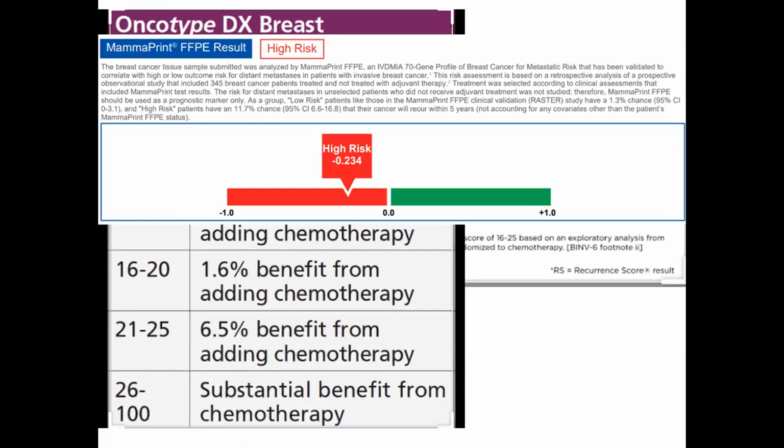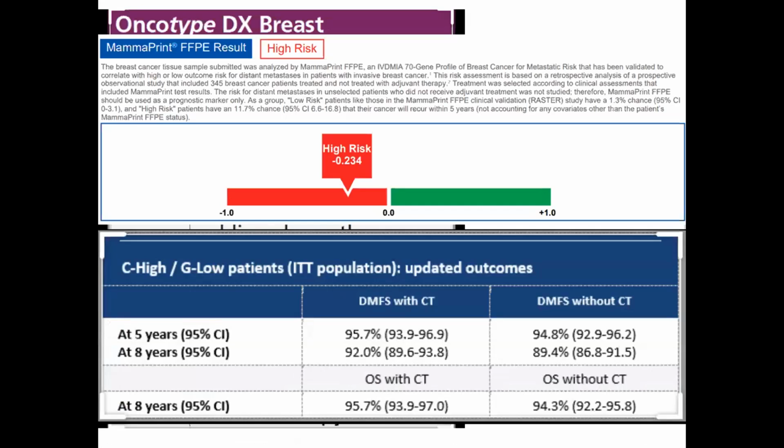If there's a MammaPrint here, if someone has done it, this is how it is. The red, the -1 to 0, is the high risk. The 0 to 1, the green, is the low risk. And that is what we all do.